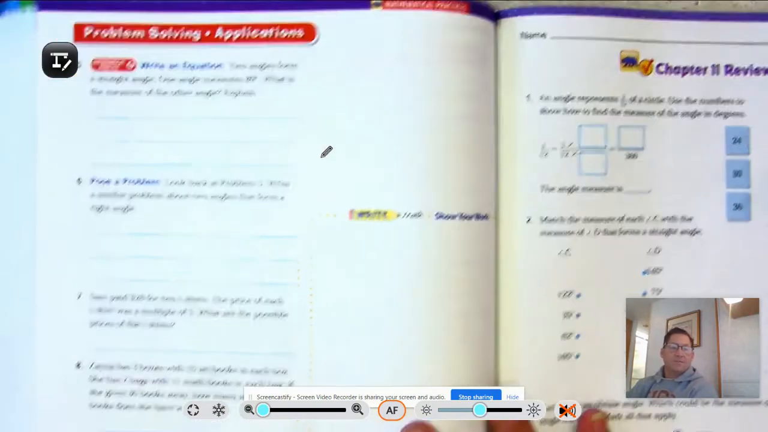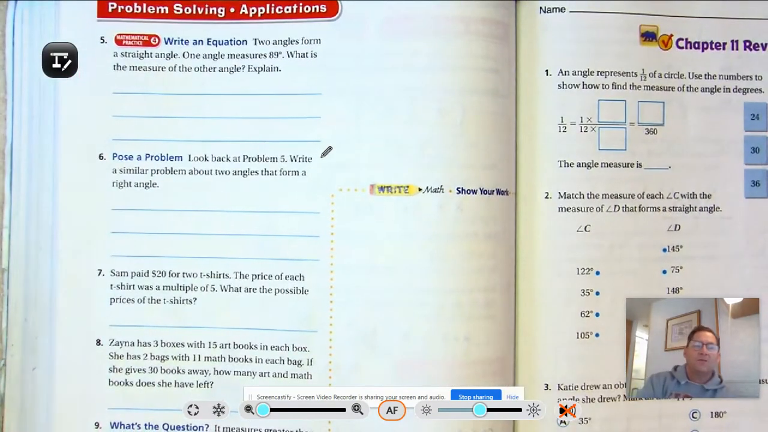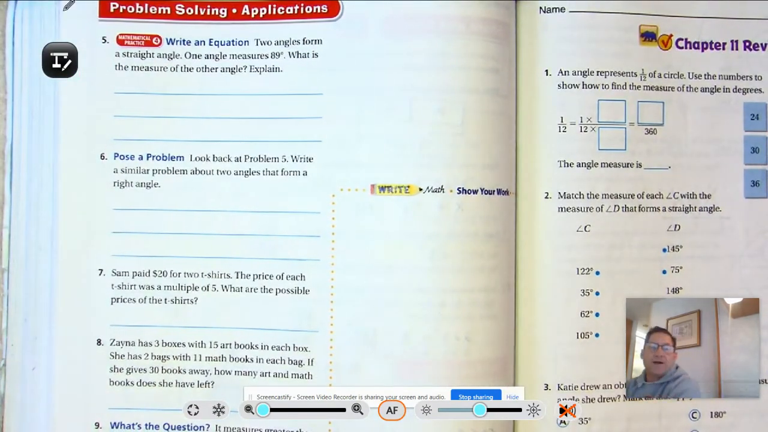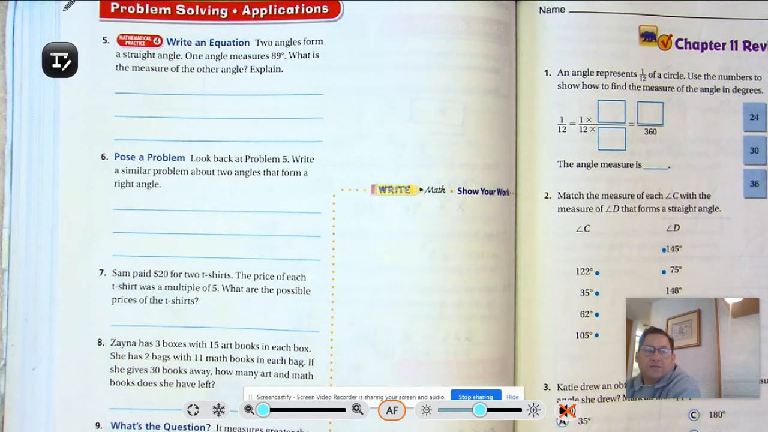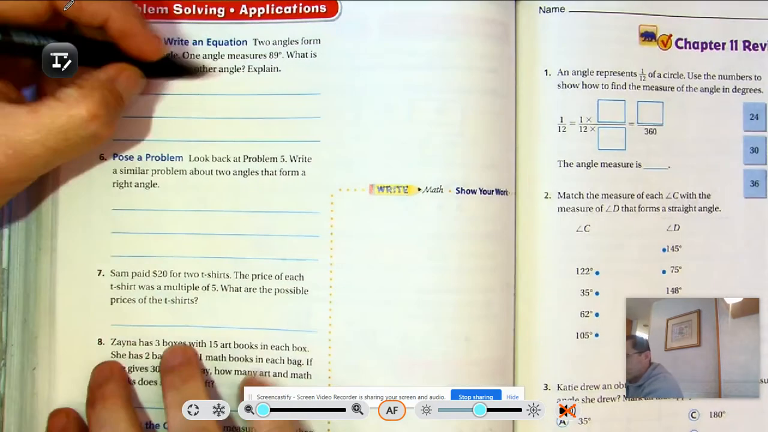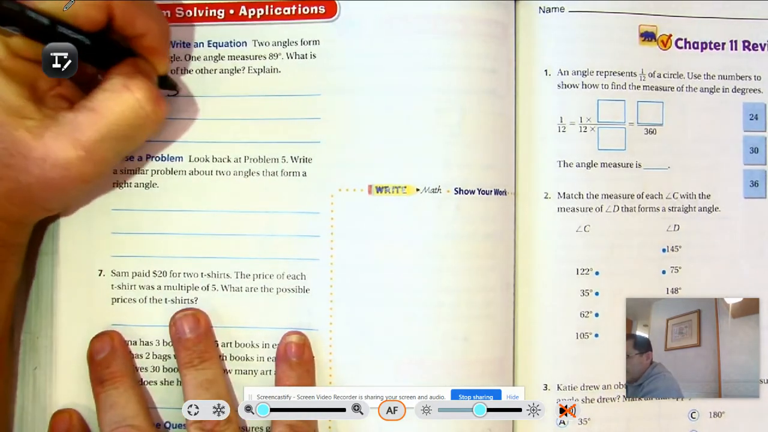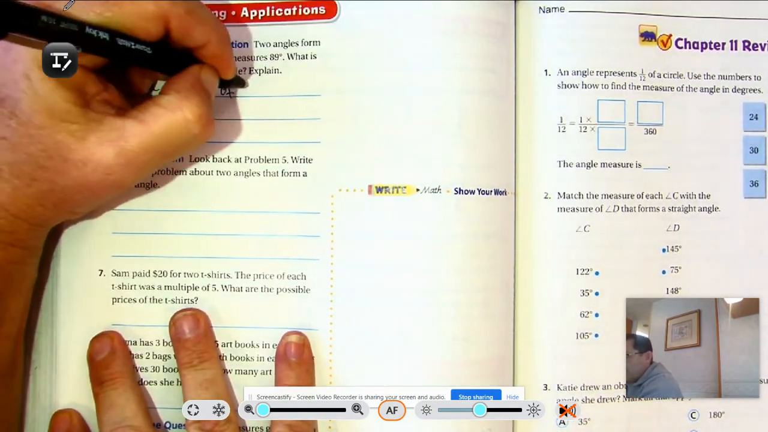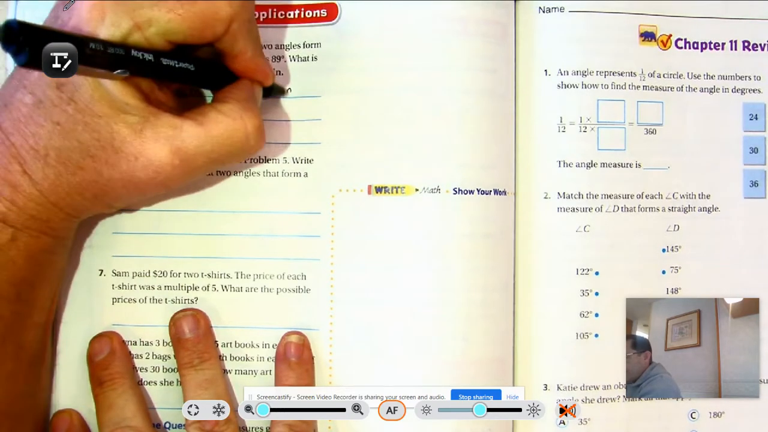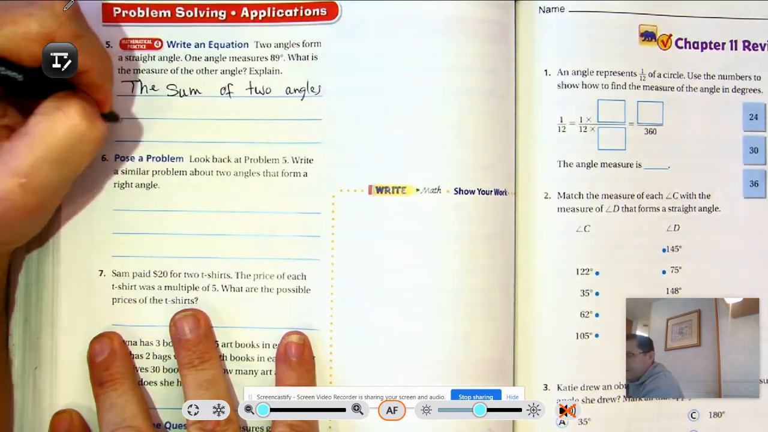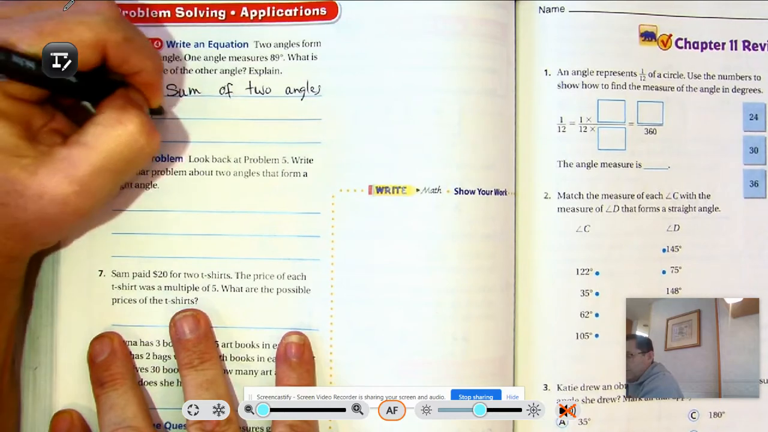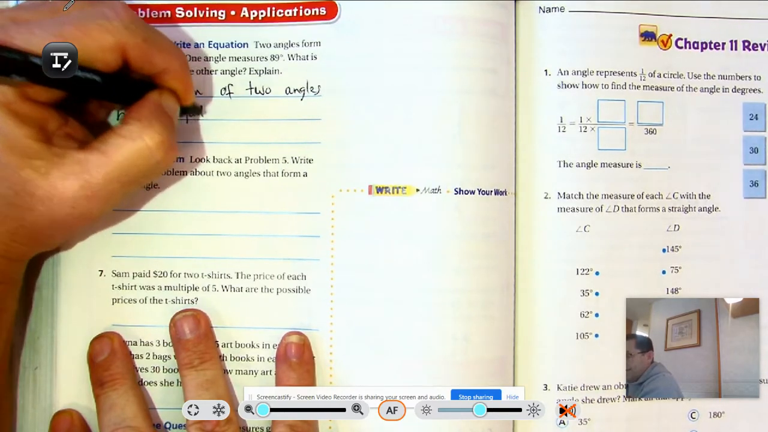All right, page 462. Number 5. Two angles form a straight angle. One angle measures 89 degrees. What is the measure of the other angle? The sum of the two angles has to equal 180.